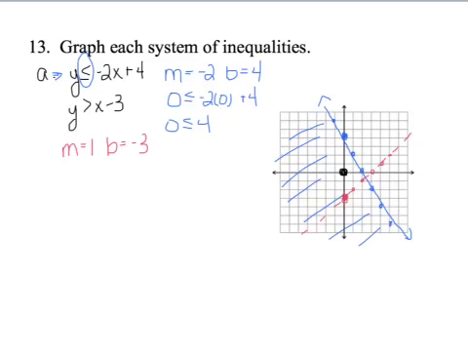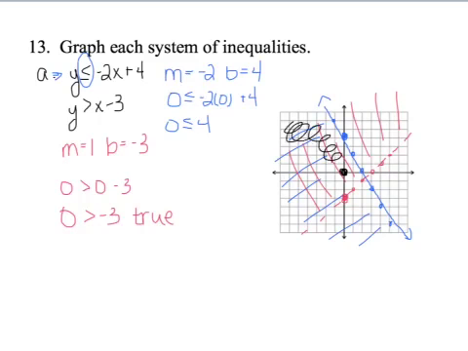Okay, now picking a point that's not on that line, and again 0, 0 works. So I have 0 is greater than 0 minus 3. Is 0 greater than negative 3? Yep, it is. That's true. So then I want to shade where 0, 0 is. So then the answer, all those points that would work in both inequalities, are going to be right in here.